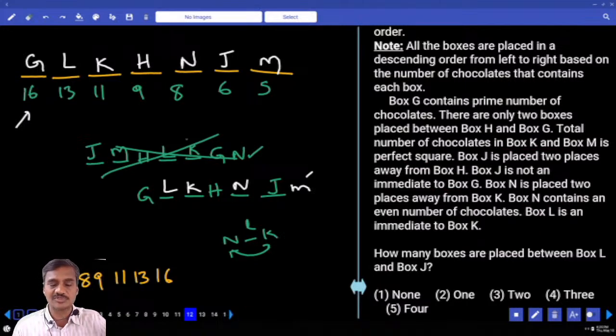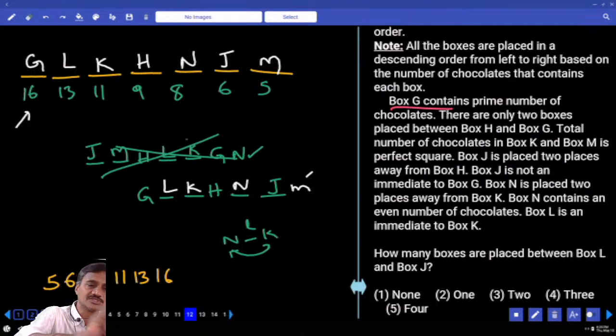G contains prime number chocolates, right? But here we got 16. Is it possible here? No. And this case is ruled out.